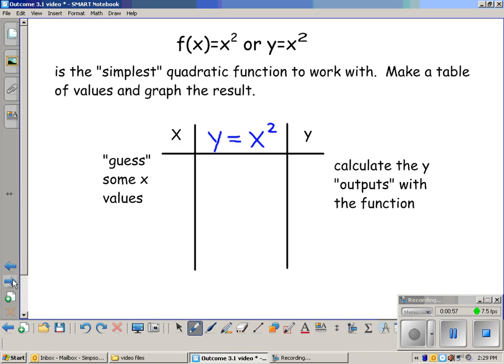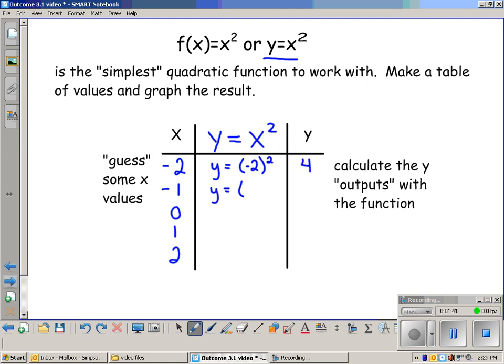The simplest form of a quadratic function is f of x equals x squared, or we can write it as y equals x squared. We want to have a look at what the graph of this function looks like. So to graph it, we are going to pick some values for x. I'm going to choose -2, -1, 0, 1, and positive 2. To calculate the y value, we're going to substitute -2 in for x. -2 squared is positive 4.